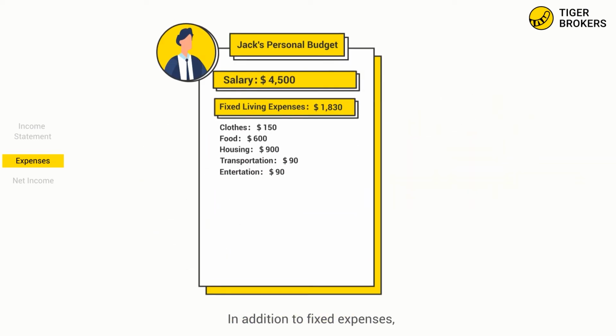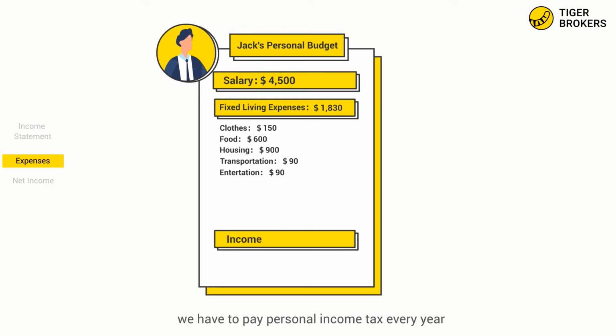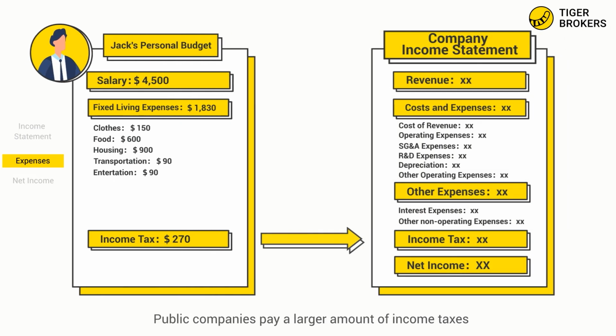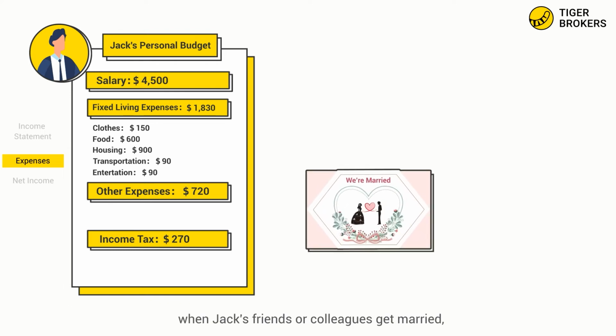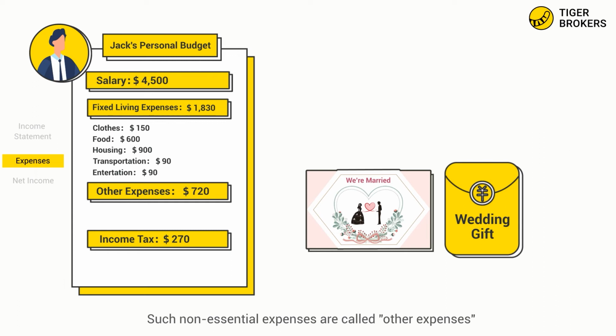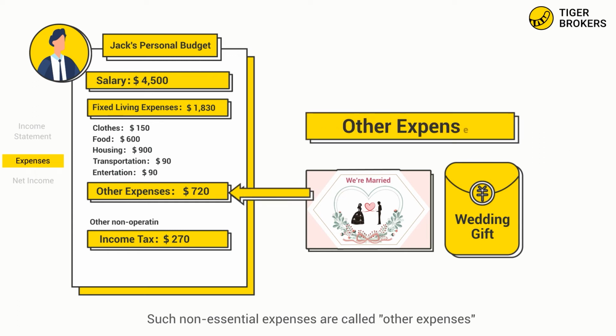In addition to fixed expenses, we have to pay personal income tax every year. Jack has to pay $270 on average every month. Public companies pay a large amount of income taxes. What's more, we also have some unexpected expenses. For example, when Jack's friends or colleagues get married, he needs to give them a wedding gift. Such non-essential expenses are called other expenses.